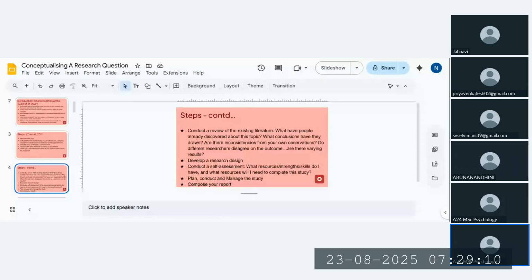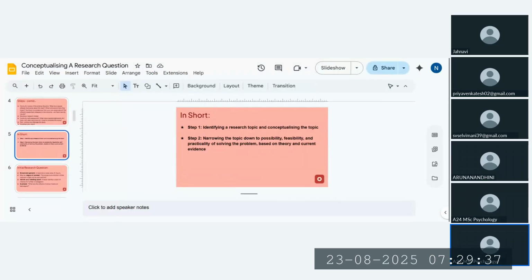What resources do I have? What strengths do I have? What skills do I have that can contribute to this? What are the skills that I don't have, and therefore I will need to get from other people or institutions to help complete this? And then you plan your study, conduct it, and manage it. Then compose the report. So these are the steps.